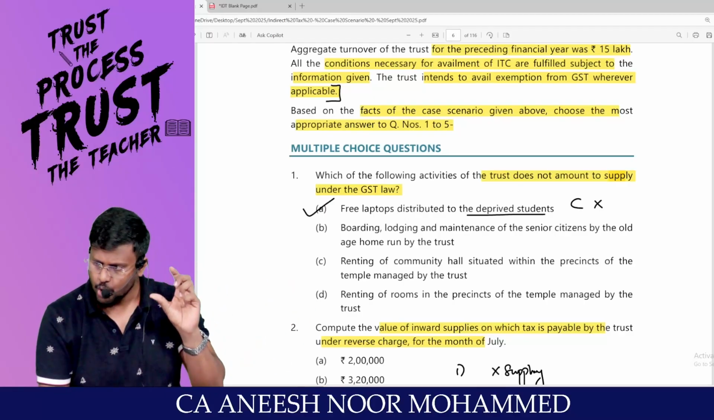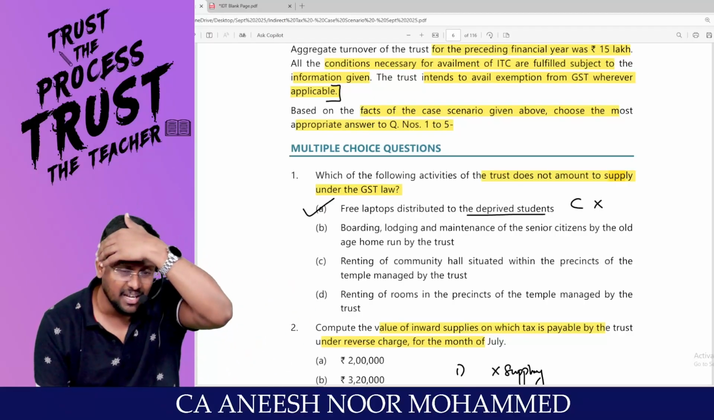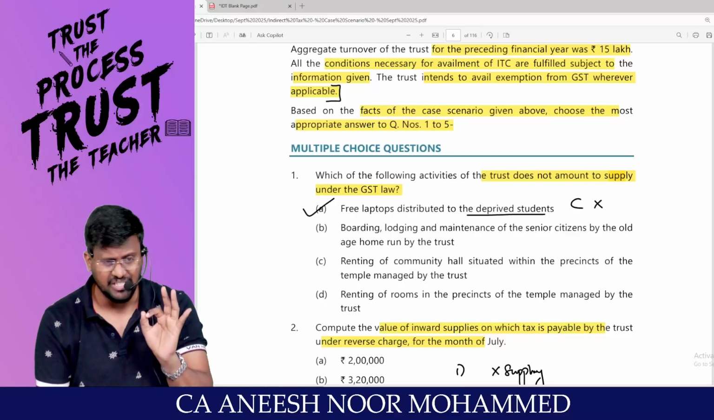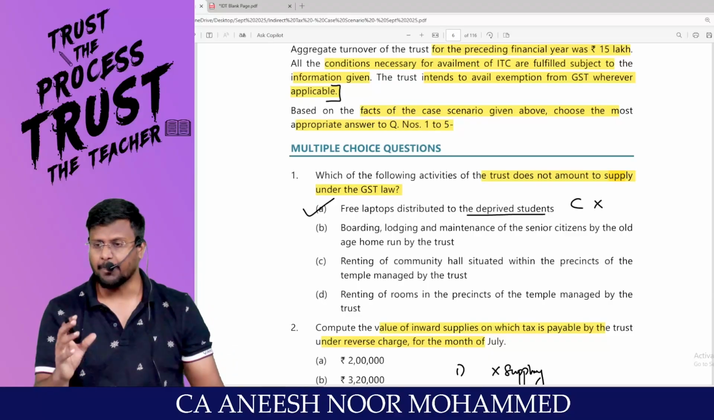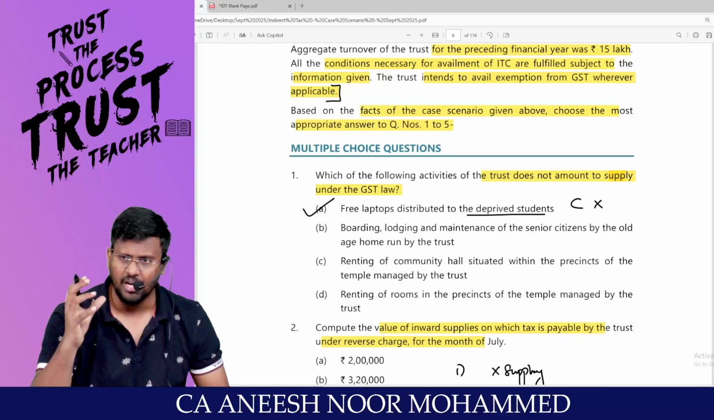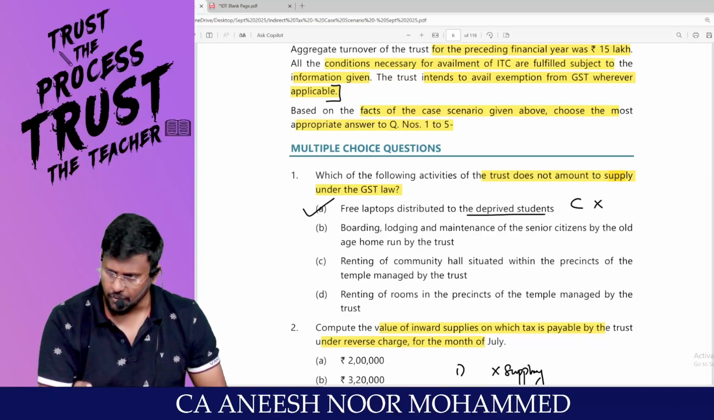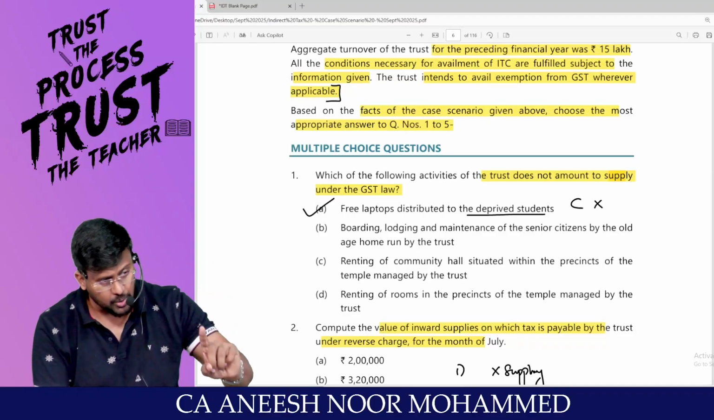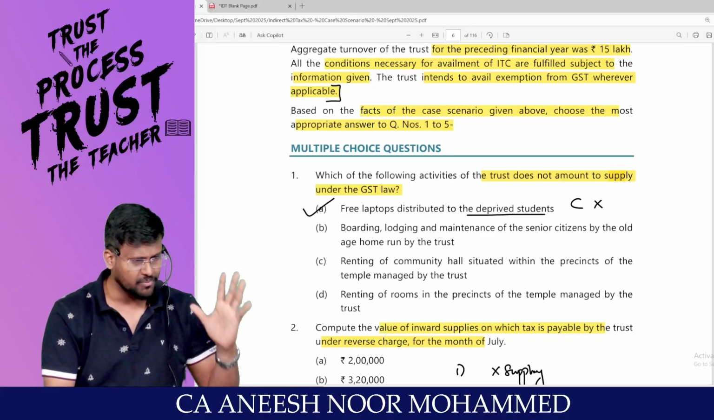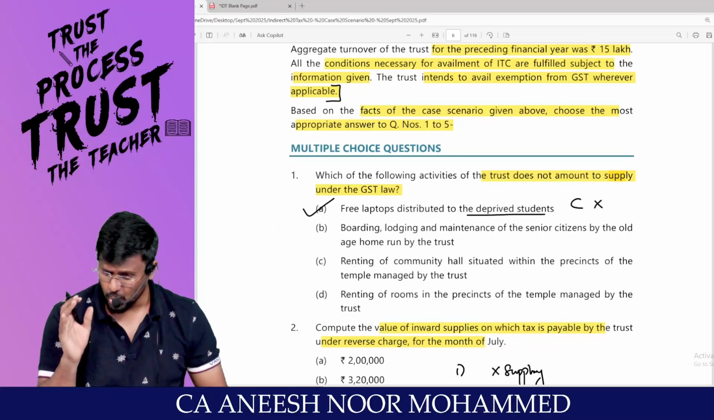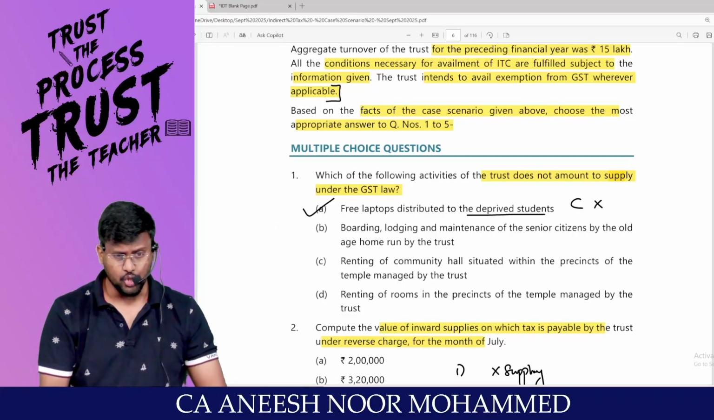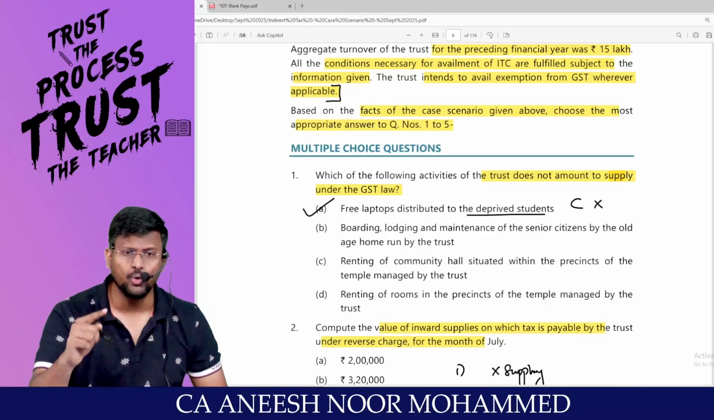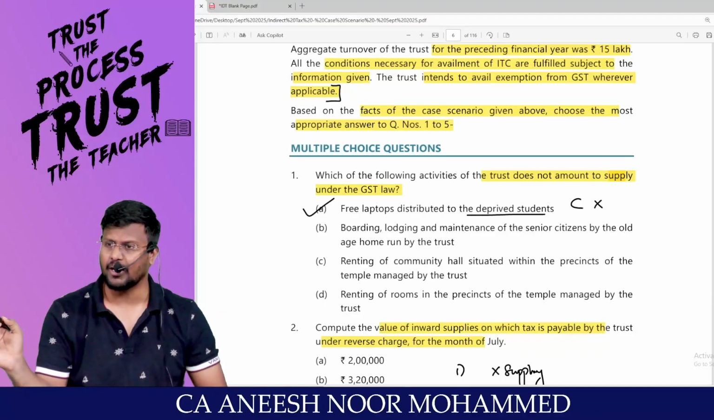And as per schedule 1, only 4 activities are there. Permanent transfer or disposal of business asset where ITC has been availed. Supply of goods or services or both between related or distinct persons made in the course of furtherance of business. Supply of goods between principal and agent, and importation of services. There is no consideration, and this does not fall in schedule 1 also. So this is not a supply at all.